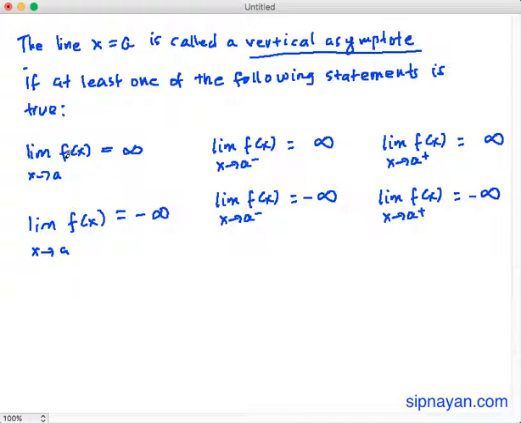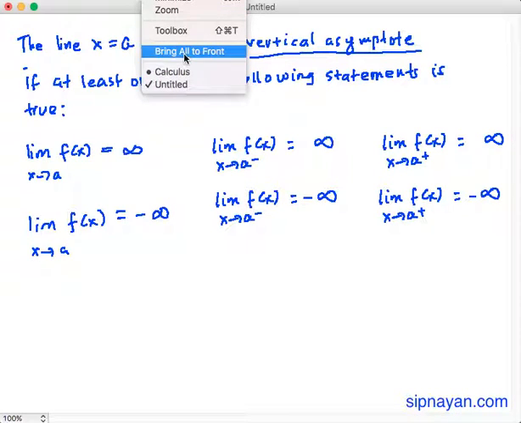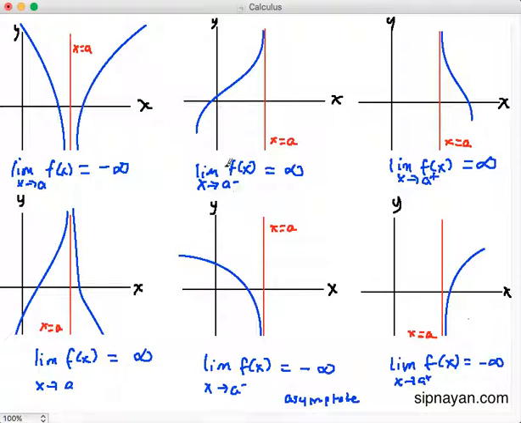So itong tatlo na yan o itong anim na yan, yun yung nandito sa kabilang window, no? So yun lang ang ibig sabihin ng vertical asymptote.